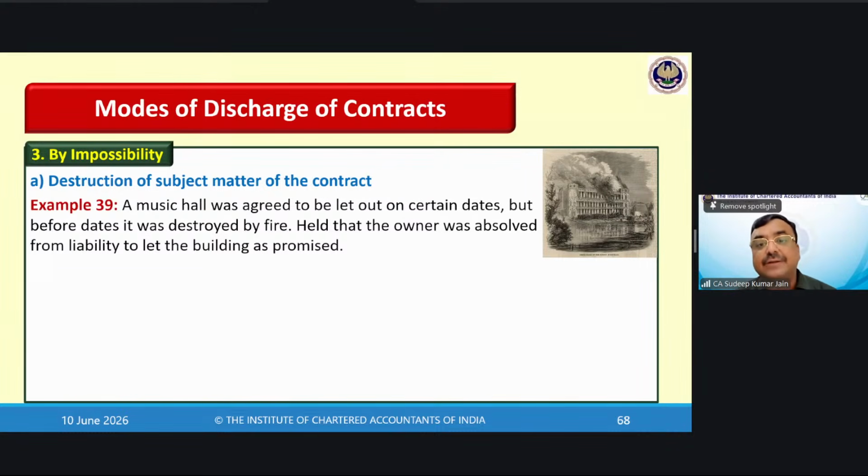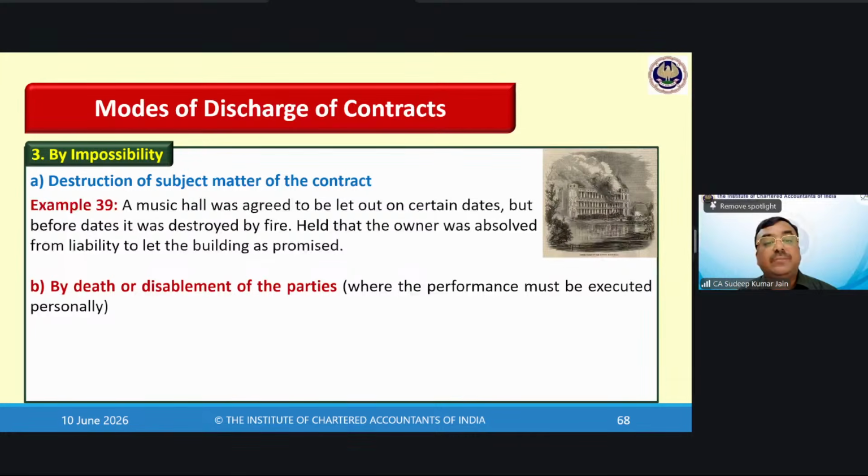Destruction. And see example 39: a music hall was agreed to be let out on a certain date, but before that date, it was destroyed by fire. Held, the owner was absolved from liability to let the building as promised. Because if the hall is not in working condition due to fire, how could it be possible to perform accordingly?